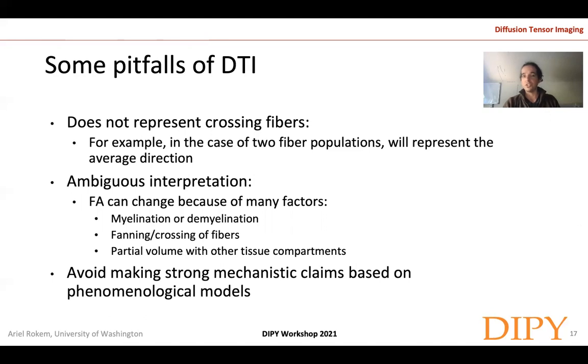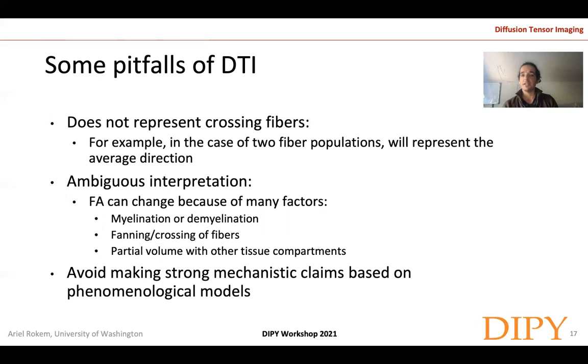A few of the pitfalls of DTI that we should talk about now, because you'll hear more about those in other talks in this workshop, is first the fact that it does not well represent crossing fibers. For example, in the case in which there are two fiber populations within one voxel, the DTI model will represent an average direction. The principal diffusion direction of that voxel will not be the principal diffusion direction of one of the fiber populations or the other. It will be something that is in between those, the average of those. And that can be a problem for tractography.